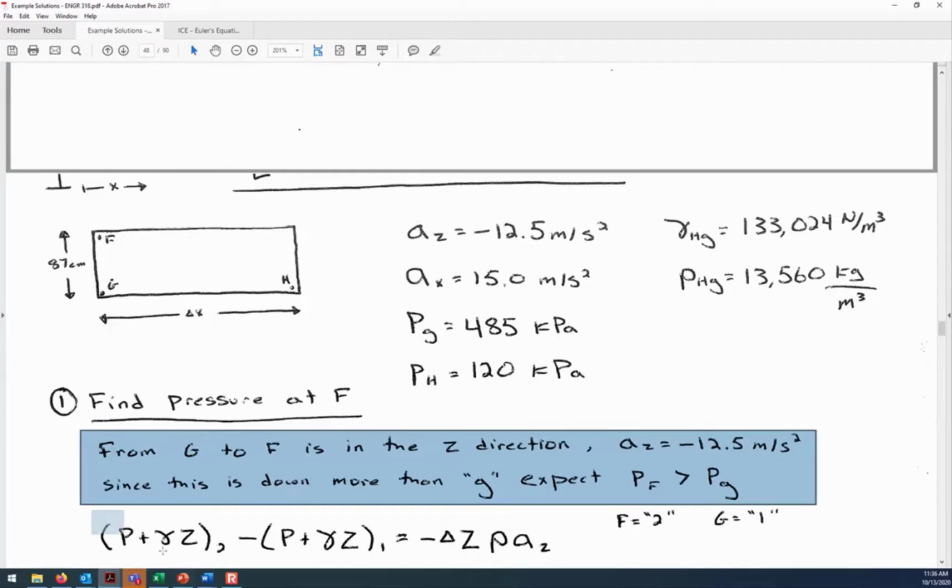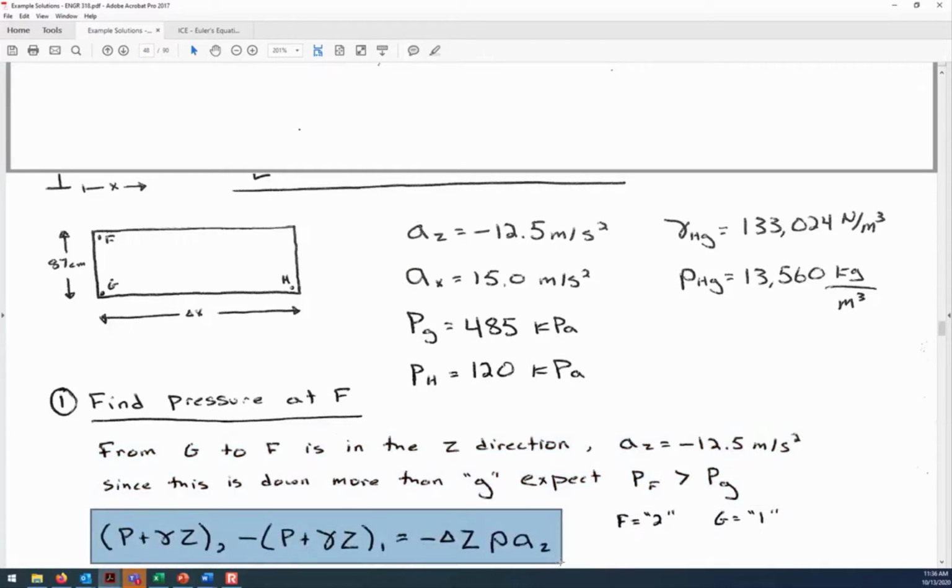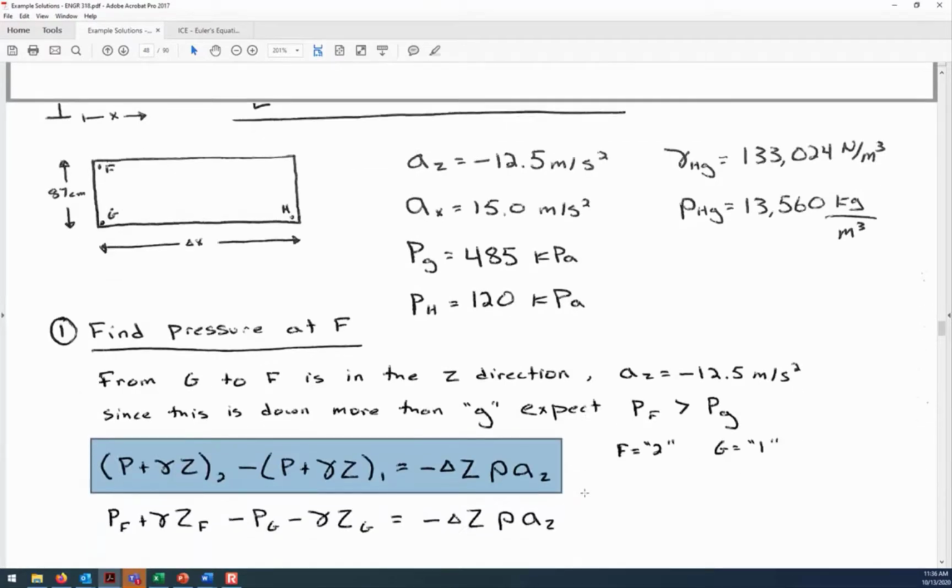So here's the equation that we're going to do the substitution into. This isn't the general form; this is the expanded form of Euler's equation in the vertical. And now we've done the substitutions for what is location 2 and what is location 1. So we're saying that F is 2 because it has more z. It's higher than location G.